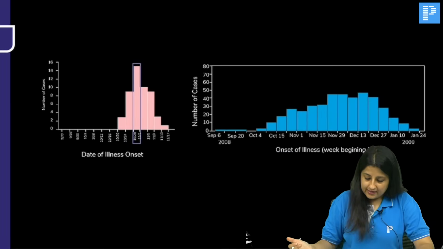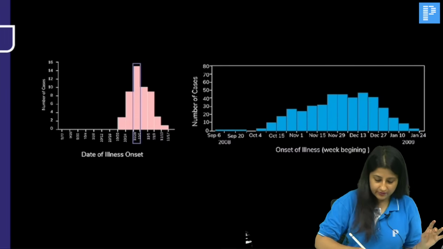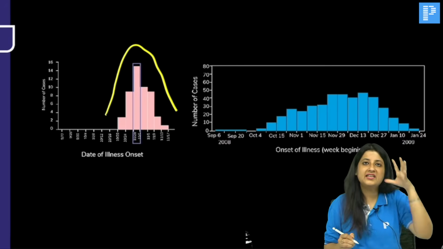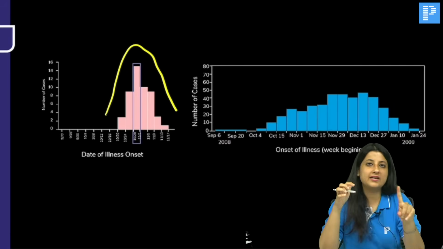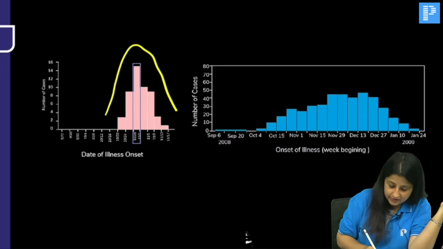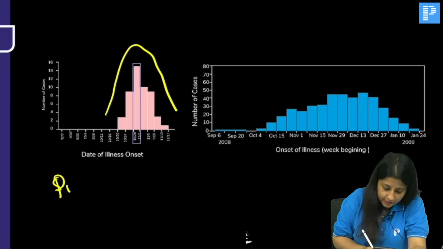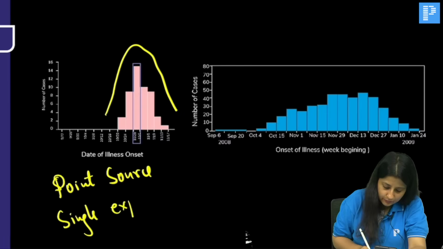All right. Last two things left. Which type of epidemic can you see over here? Rapid rise, rapid fall in cases. All cases occur within one incubation period of the disease. Explosive in nature. So what type of epidemic is the first one, guys? Very good. Point source, single exposure.